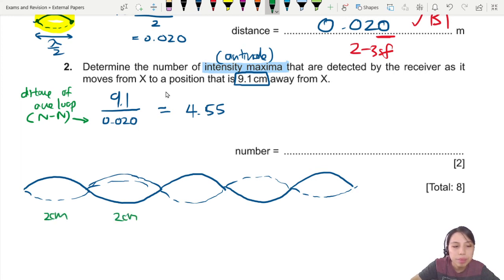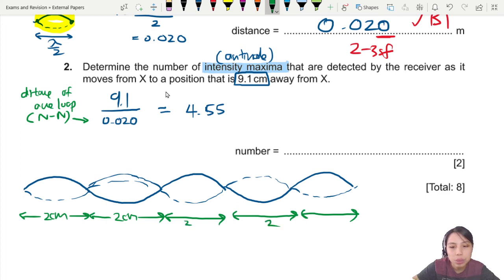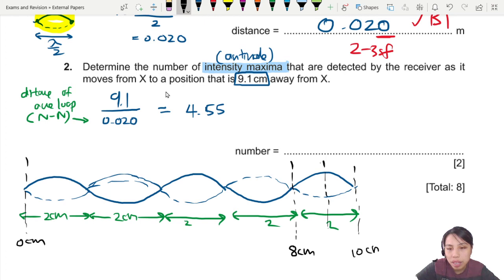So here is 2 cm, 2 cm. Here to here. So that's 2, 4, 6, 8, 10. Oh, it's 2 cm, 2 cm, 2 cm. So you have 9.1 will be somewhere 2, 4, 6, 8. Until this point, you are at 8 cm. Here is 0 cm. If you go another step, that is 10 cm already. Too much. So 9 cm is somewhere here. So the closest are to 9.1 cm away from X. If this is position X, 9 cm away from X would be this position right here.